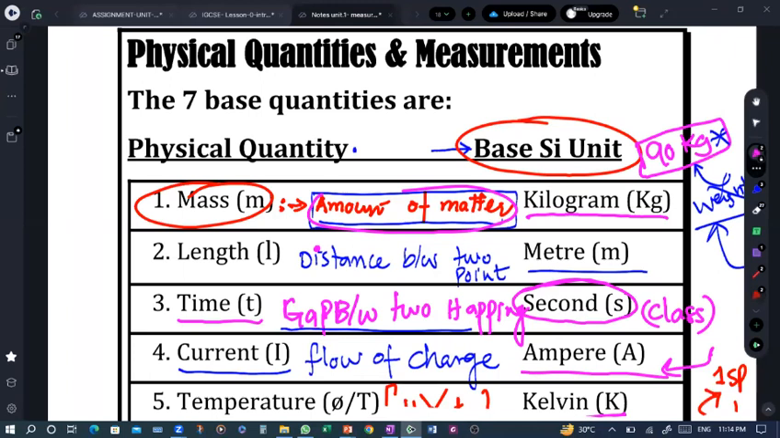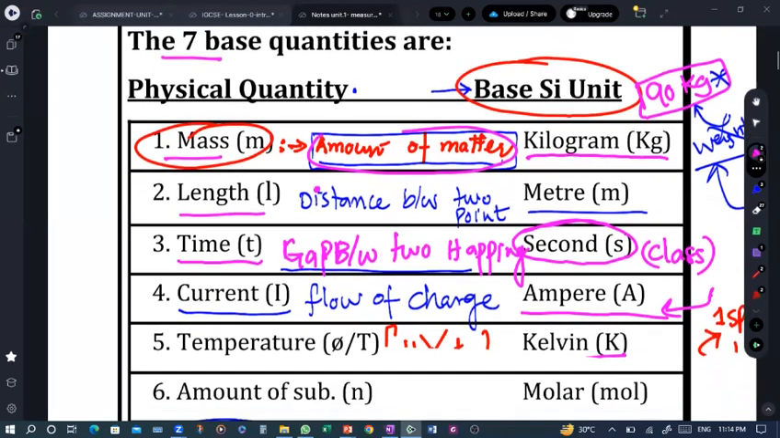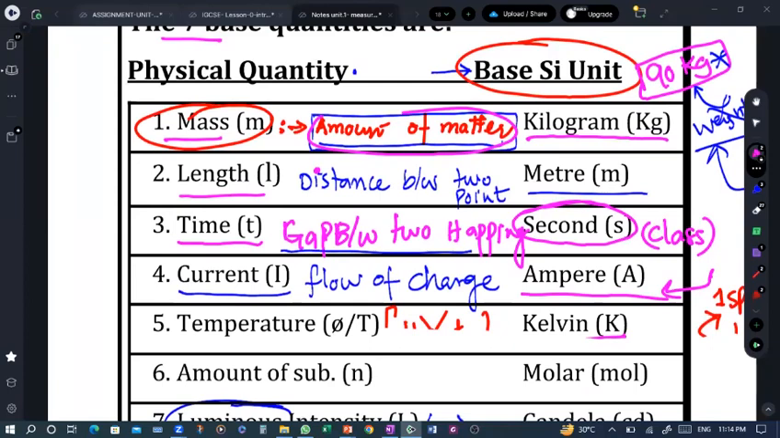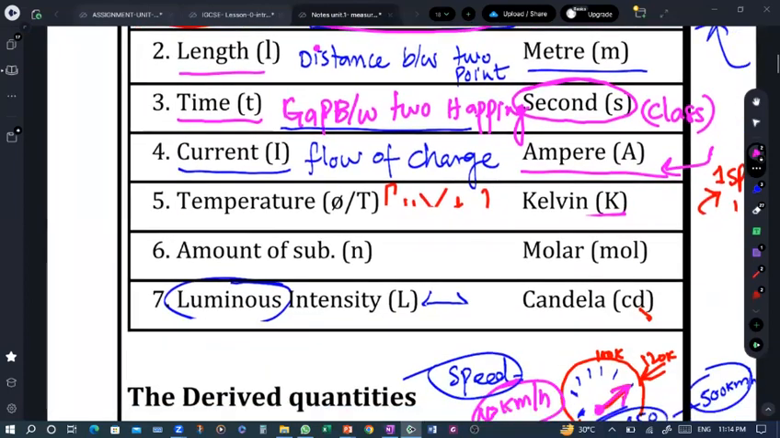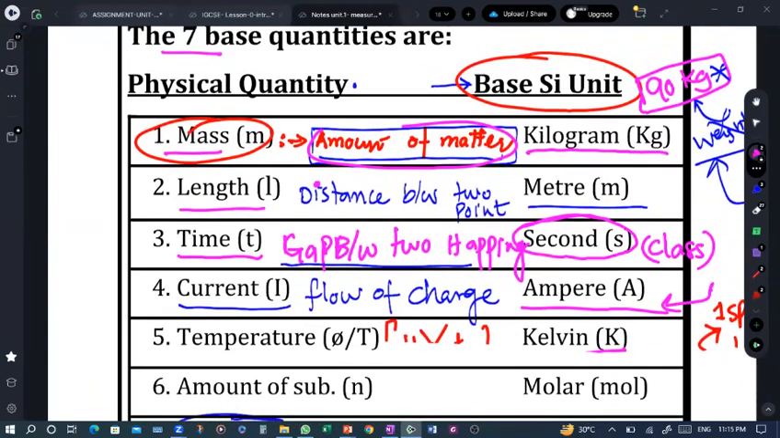Let's say, how many physical quantities do we have as base quantities? There are 7. First of all, mass, then length, time, current, temperature, amount of substance, and then intensity of light, or luminous intensity. Now all of them have been explained: mass is basically the amount of matter. Its SI unit is kilogram.